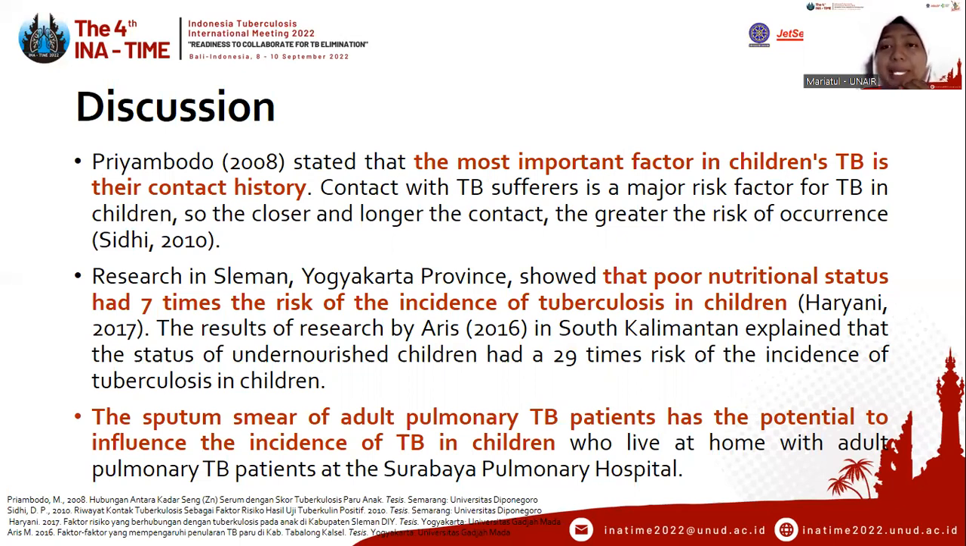And research in Sleman found that poor nutritional status has 7 times the risk of the incidence of tuberculosis in children. The result of research by Aris in South Kalimantan explains that undernourished children had 29 times the risk of the incidence of tuberculosis in children. The sputum smear of adult pulmonary TB patients has the potential to influence the incidence of TB in children who live at home with adult pulmonary TB patients at Surabaya Pulmonary Hospital.